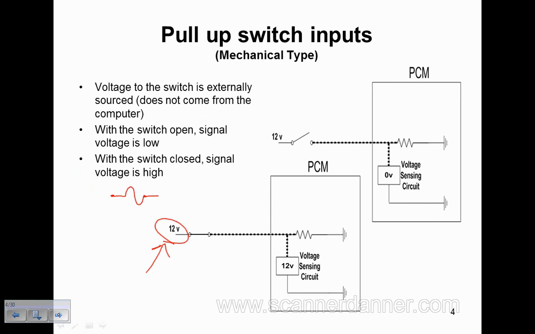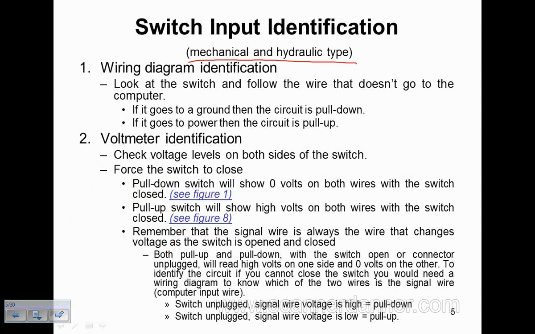Okay? So circuit design, you follow the wire. You want to remember this. Without a voltmeter, using a wiring diagram, what do you do? Follow the wire that does not go to the computer. If it goes to a ground, it's a pull down. If it goes to a power, it's a pull up. So that's identification number 1.